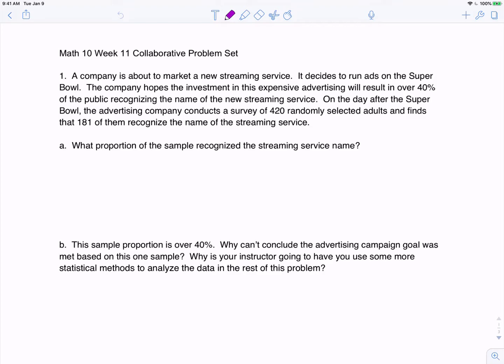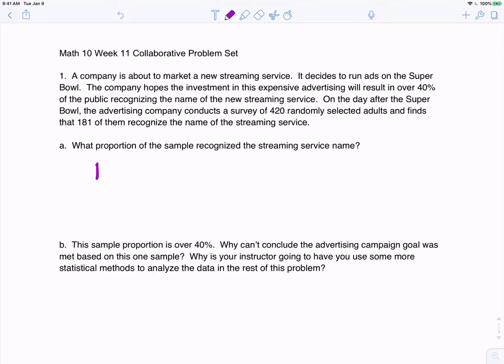So a company is about to market a new streaming service. It decides to run ads on the Super Bowl. The company hopes the investment in this expensive advertising will result in over 40% of the public recognizing the name of the new streaming service. On the day after the Super Bowl, the advertising company conducts a survey of 420 randomly selected adults and finds that 181 of them recognize the name of the streaming service. What proportion of a sample recognized the streaming service name?